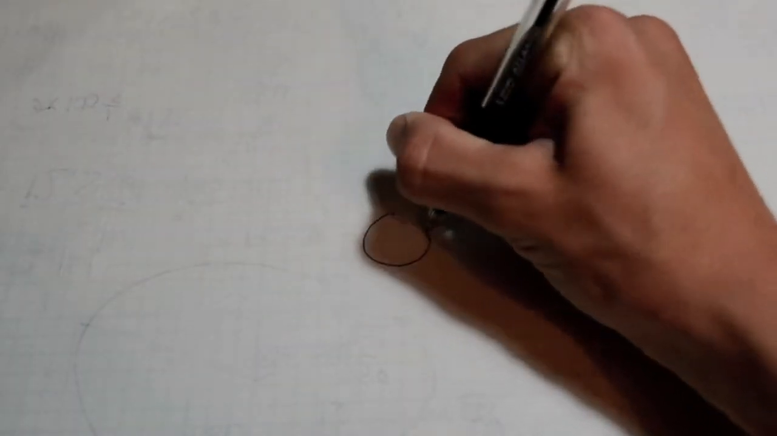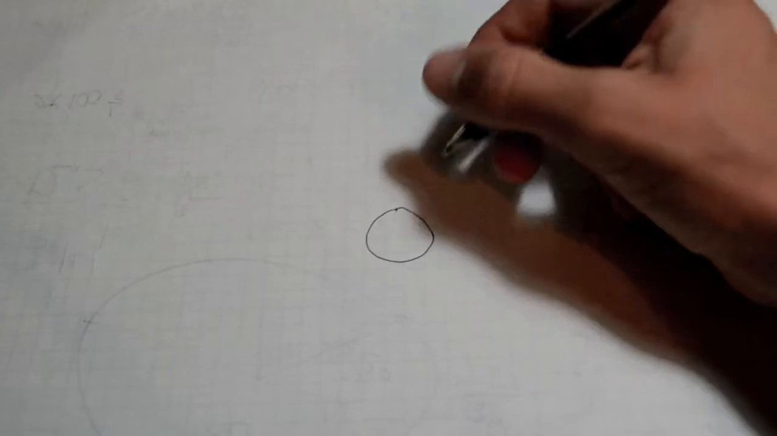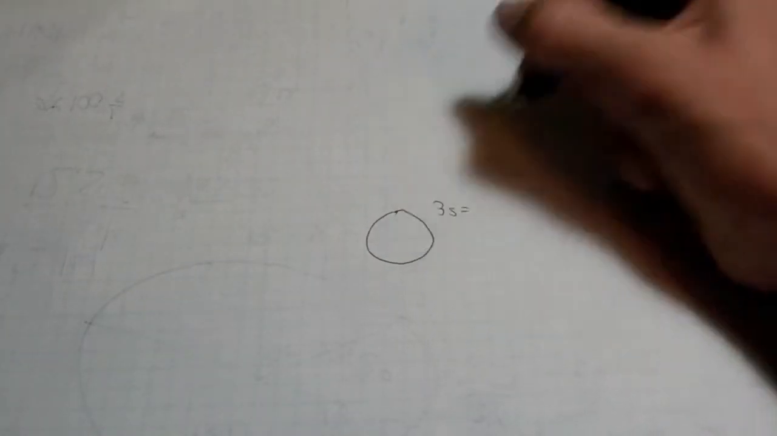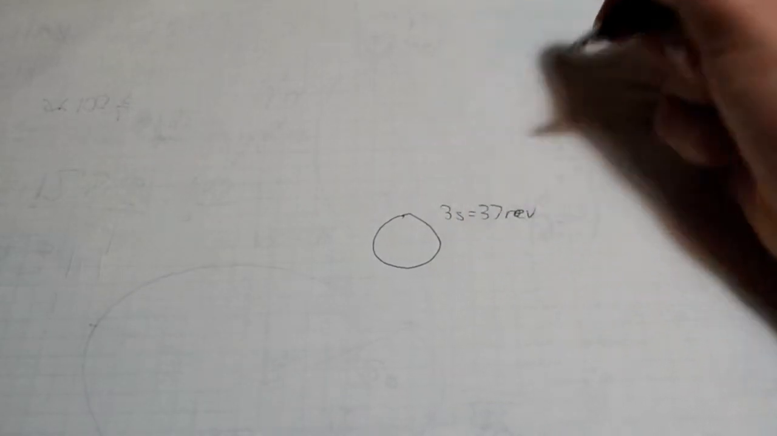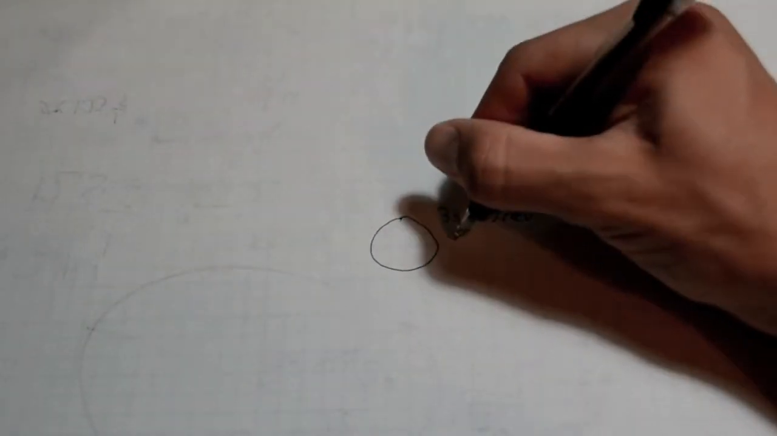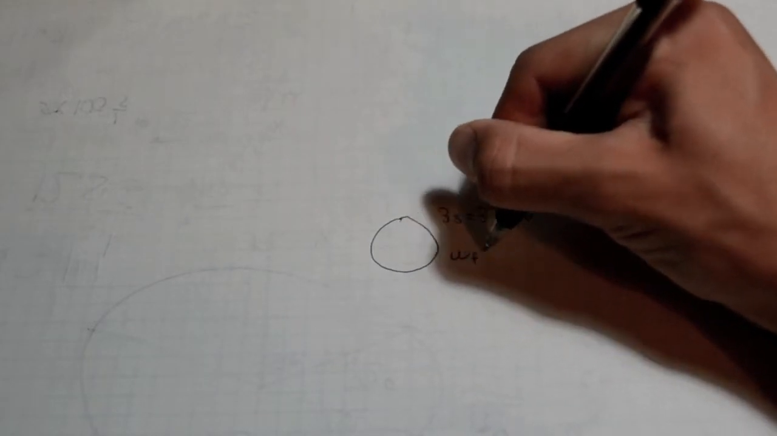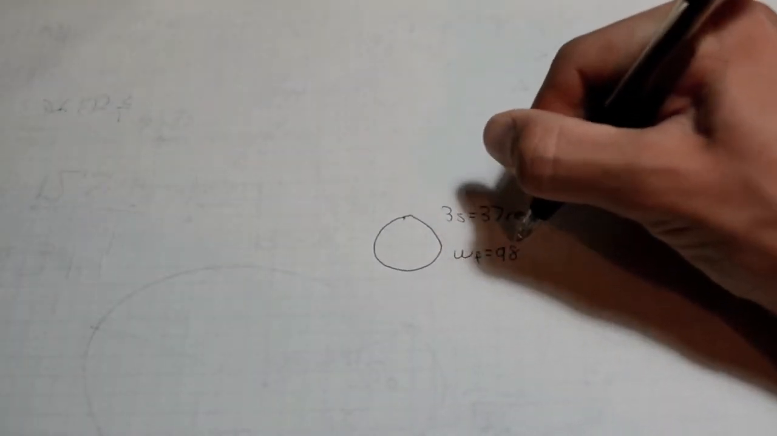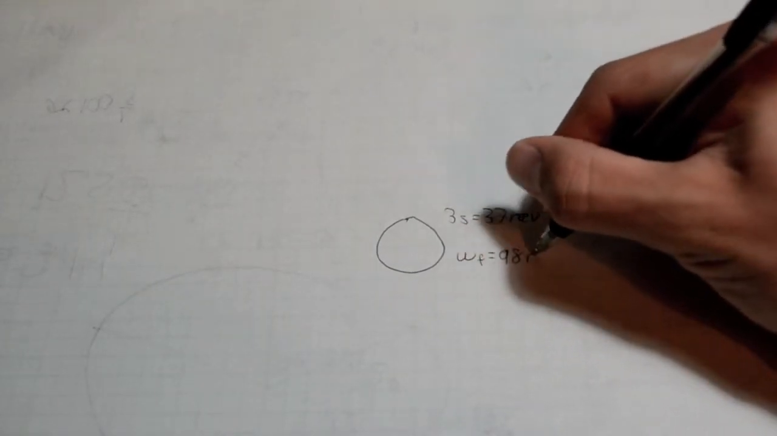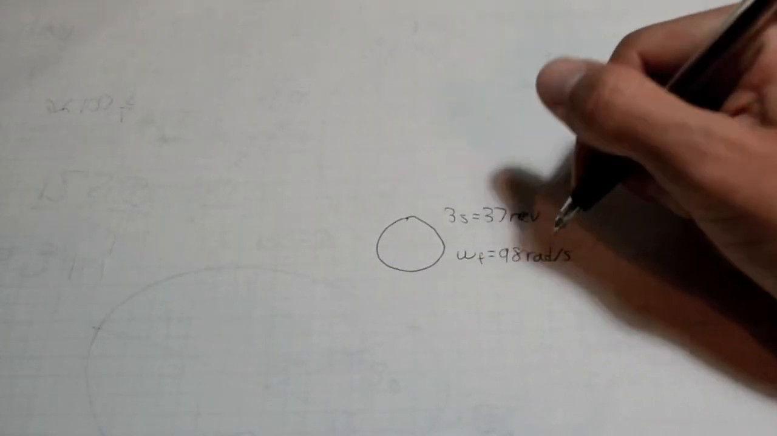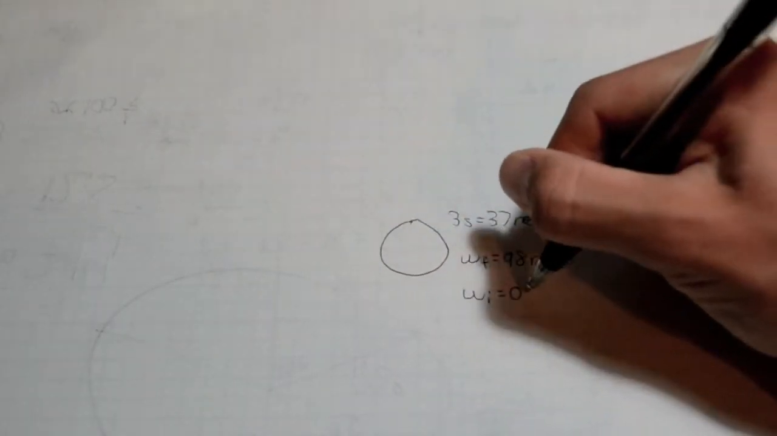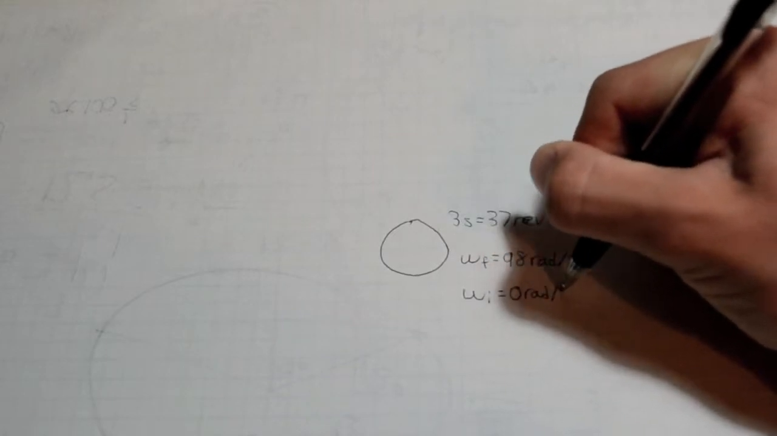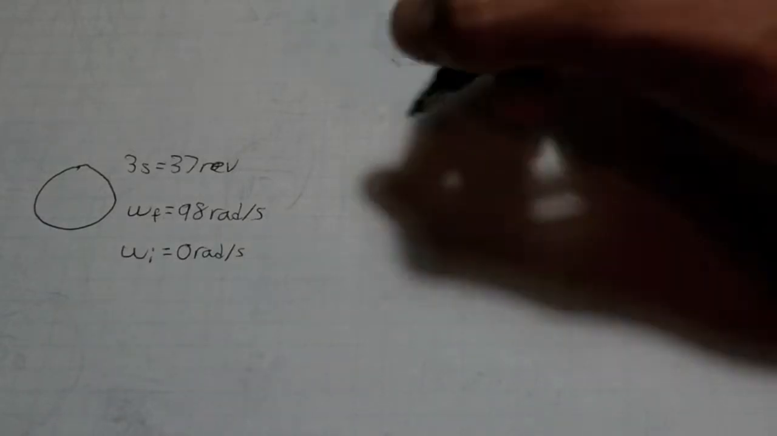First, we'll draw the wheel, and we know that in 3 seconds it will have completed 37 revolutions. We also know that its final angular velocity is 98 radians per second, and its initial angular velocity was 0 radians per second. To do this, we have to use an old friend, the kinematics.